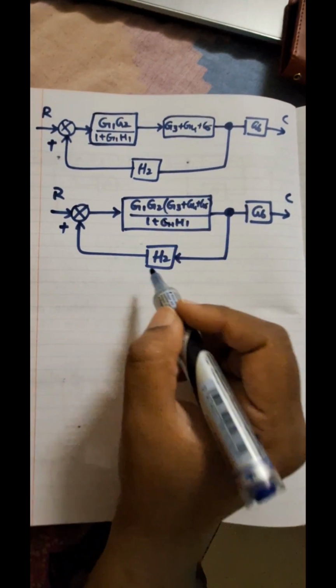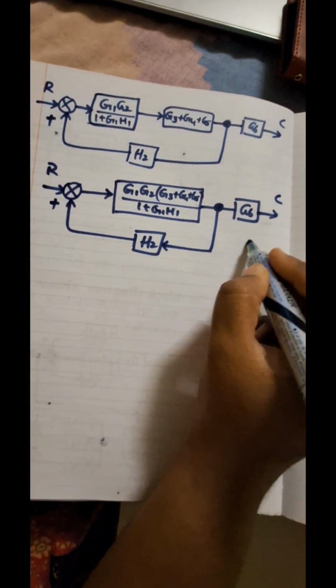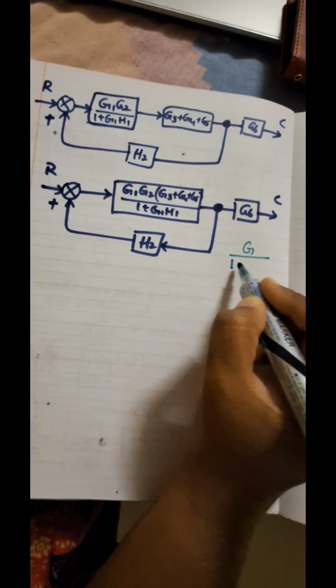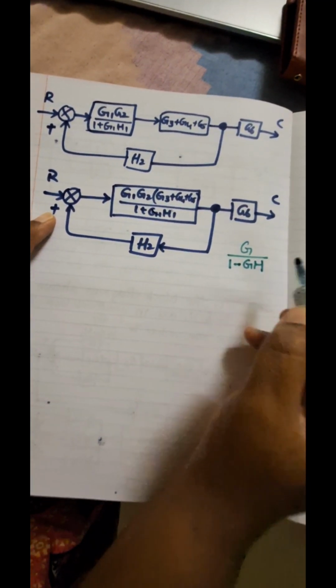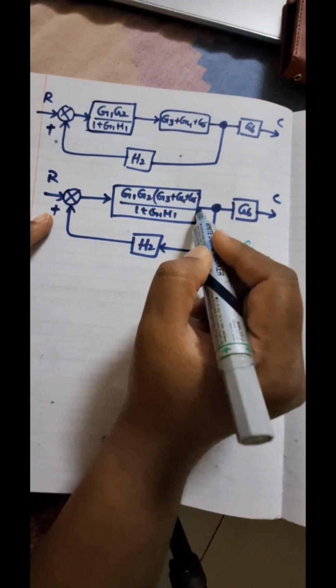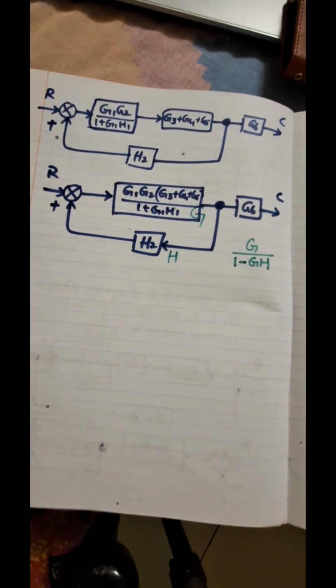because usually what is the feedback formula you will write? Your formula should be G by 1 minus, because here it is plus. So it should be G by 1 minus GH. So instead of G you are having this. So now this whole block is G. Now H2 is H. So you should write G by 1 minus GH.